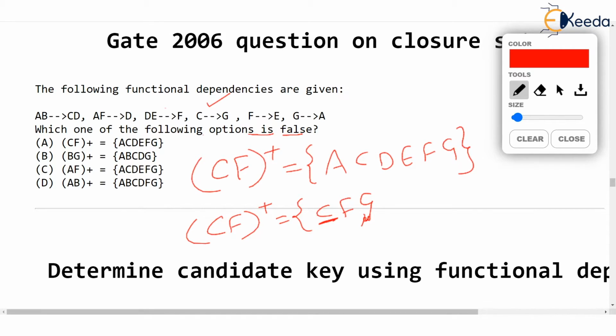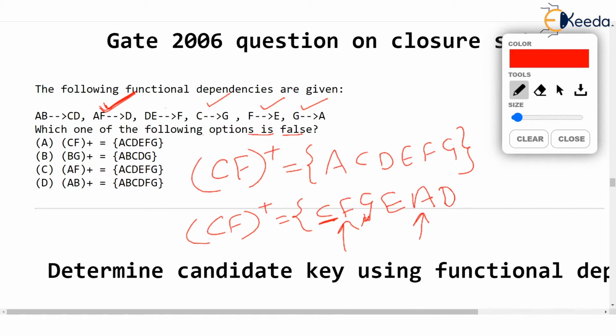Is F there on the left hand side? Yes, F will bring in E. And now notice G, which is already there in the closure set, G will bring in A. And now, as A and F both are there in the closure, observe A and F, I'm pointing them, A and F together will bring in D. I'm putting a tick on the FD. So it has brought in D.